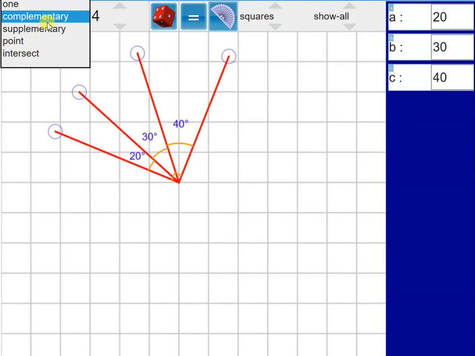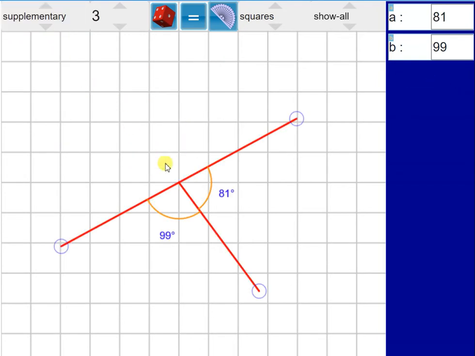Now, as well as complementary angles, we also need to know supplementary angles. Now, these are angles on a straight line, and as we know, a straight line is 180 degrees, so all angles which are supplementary will add to make 180. So 100 plus 80 is 180, 120 plus 60 is 180, and so on.